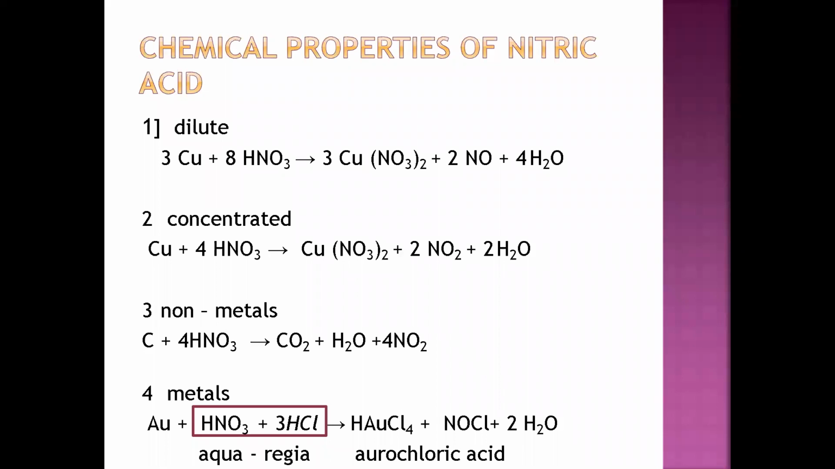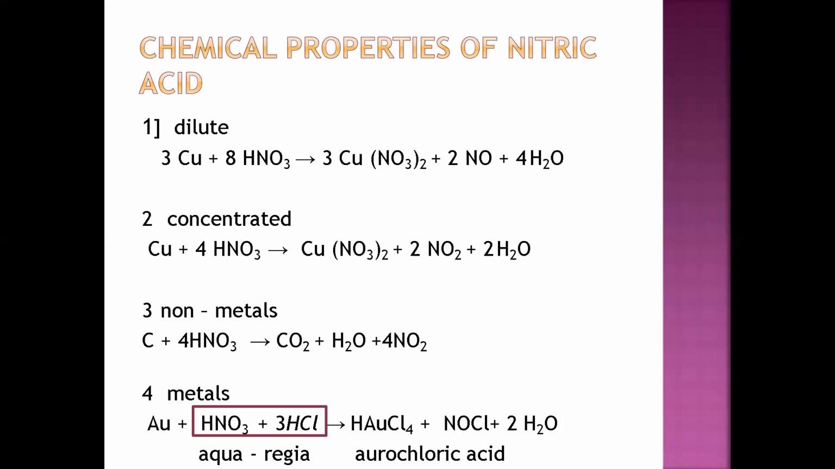So for non-metals we are reacting with carbon. When nitric acid reacts with carbon, so what happens? CO2 plus H2O plus NO2 formed. Okay, this nitric acid will dissociate into carbon dioxide, nitrogen dioxide and water. And when it reacts with the metals in the presence of HCl, what happened? And we know that when nitric acid and HCl combine, they form aqua regia. Aqua regia, I think you all have heard this word.